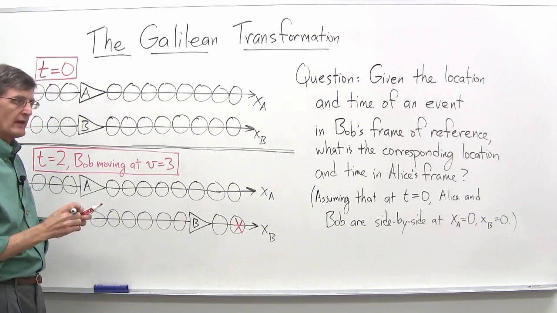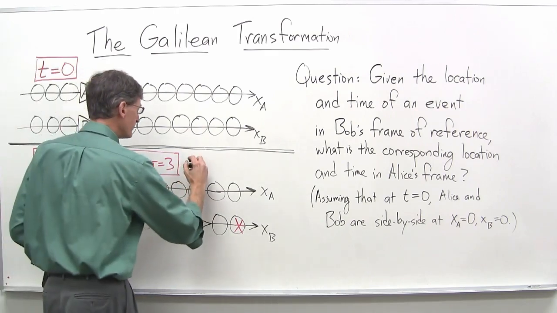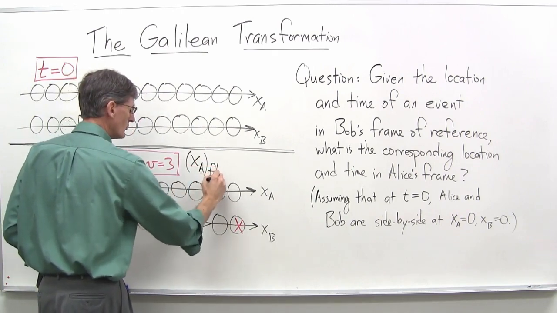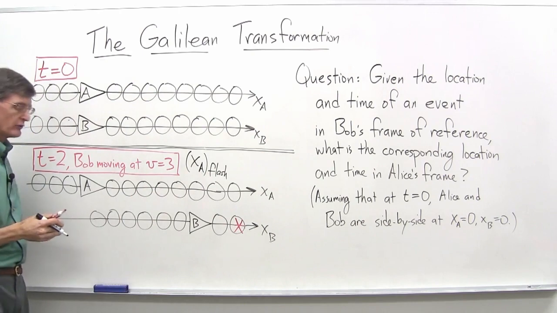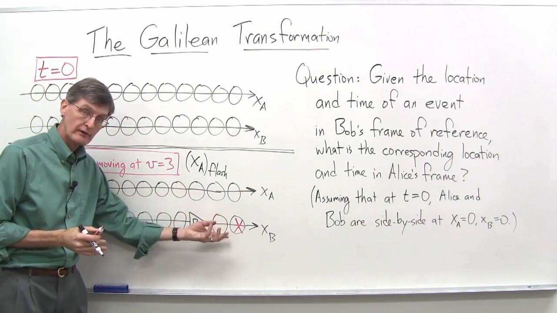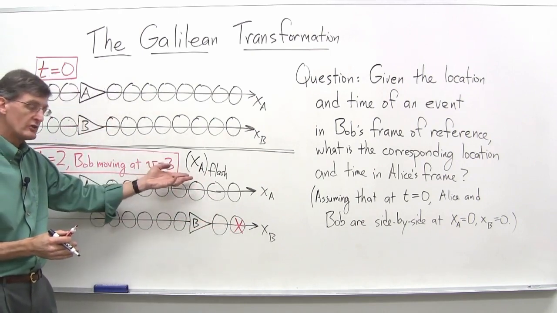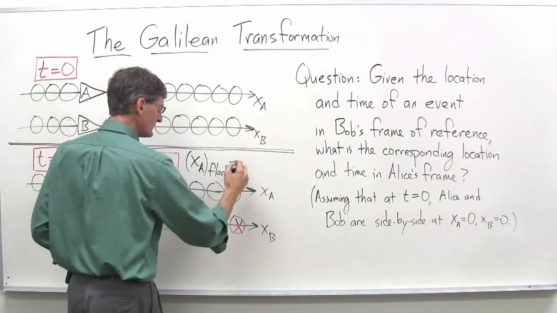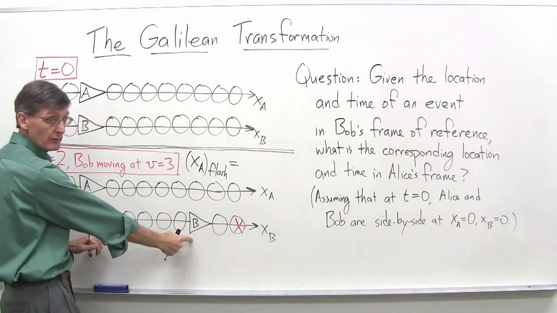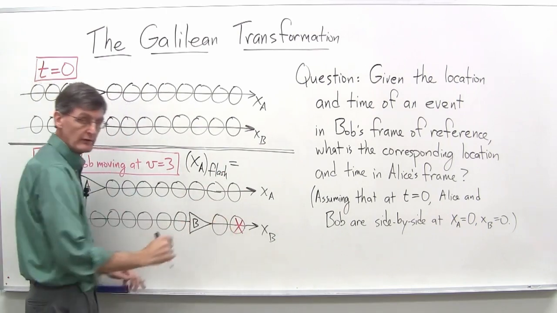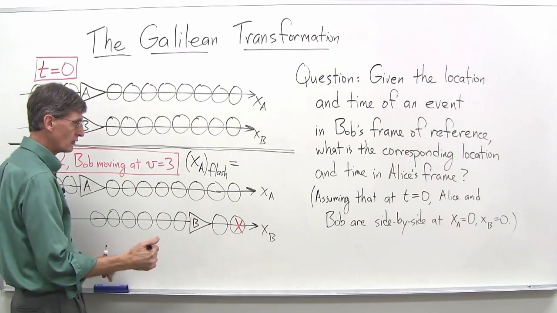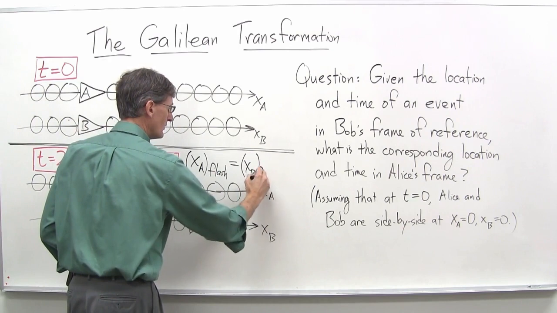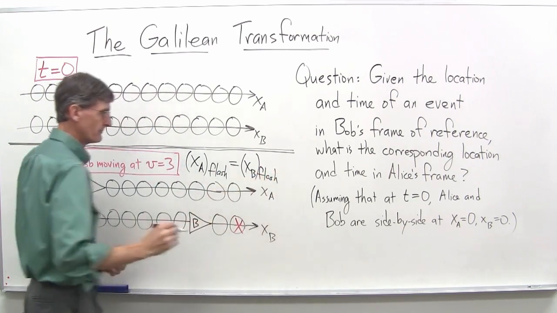We can say that xa of the flash, in other words, we know the position of the flash in Bob's frame of reference is at position 2. What's the position of the flash in Alice's frame of reference? Well, it's simply going to be the distance Bob has moved plus where he sees the flash occurring. So it's actually going to be, we'll write it like this. We'll say it'll be his position, xb, of the flash.